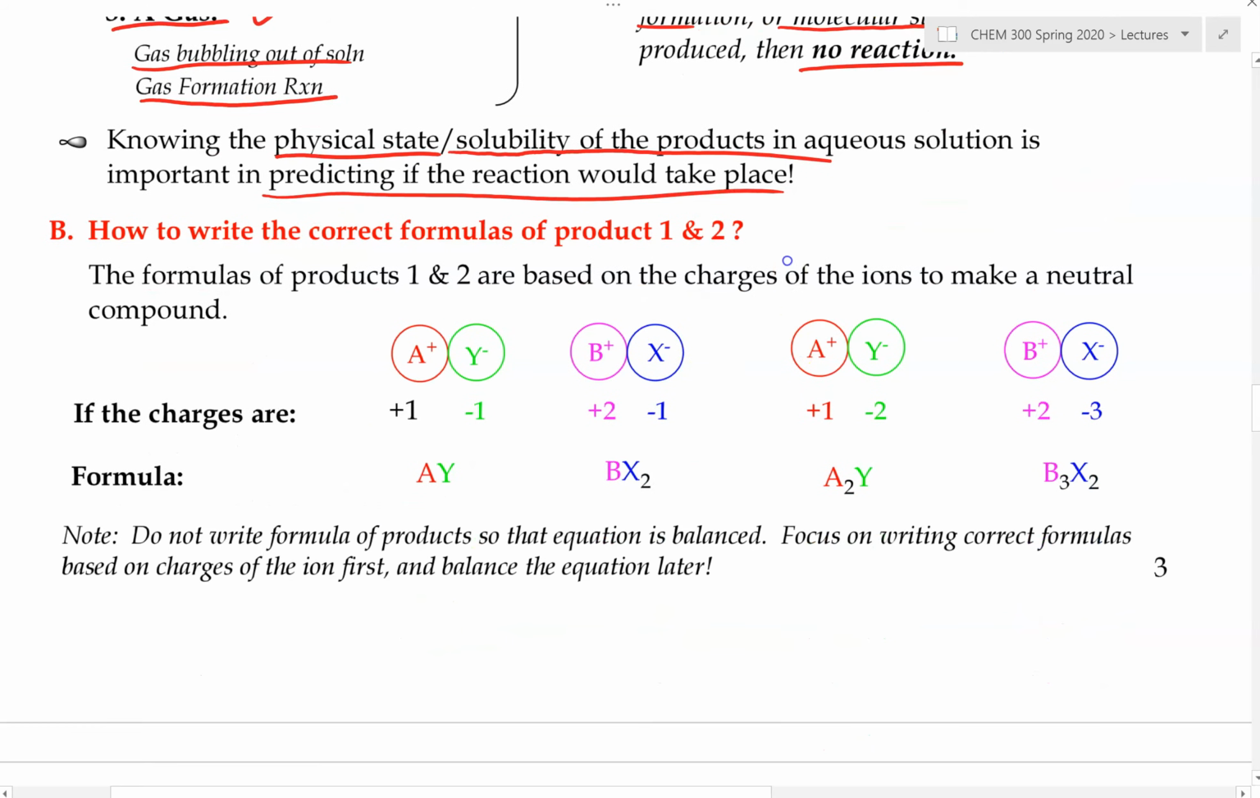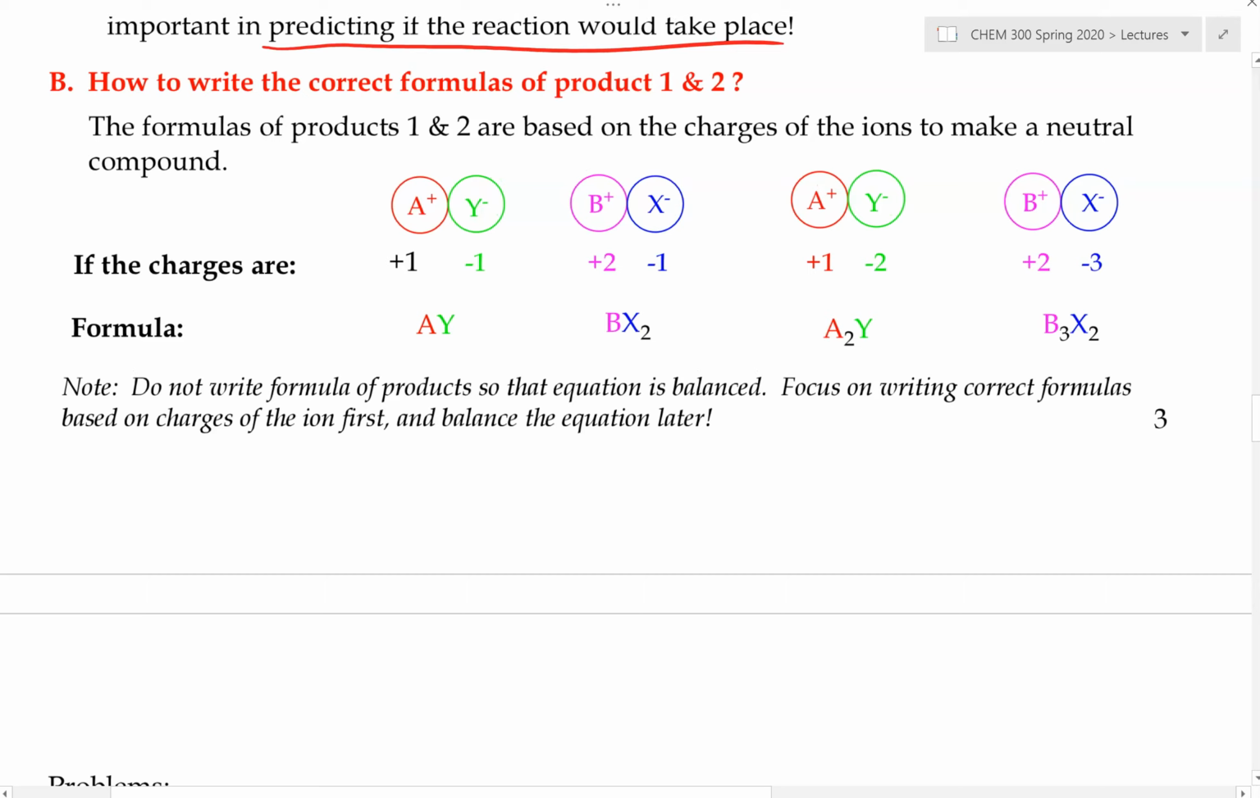Okay. And now B, the next important consideration. Let's say there is a chemical reaction. Then how do we write the correct formula of product 1 and product 2? This is something that we expect students to be able to do. In most of the double replacement reactions that we give students later, we will not be providing the products, but students are expected to be able to write the formulas of the products. And luckily, writing the formula of the product is actually really easy.